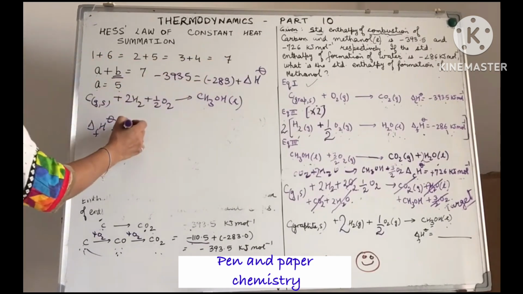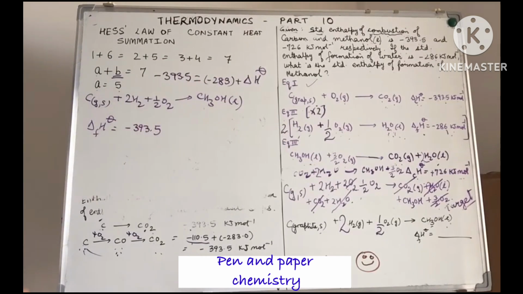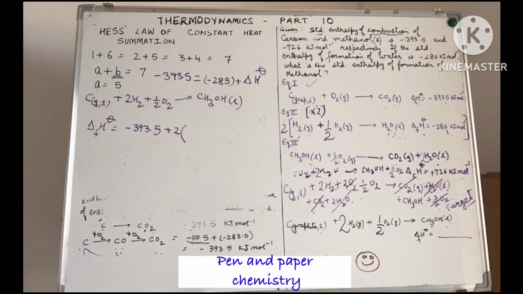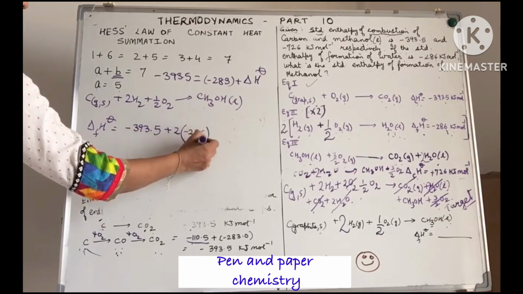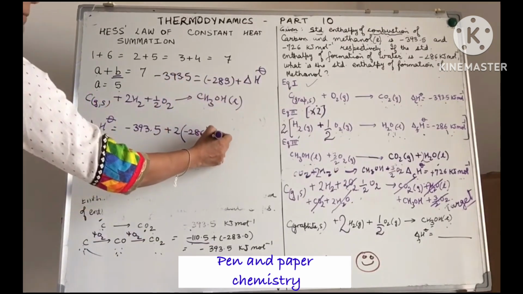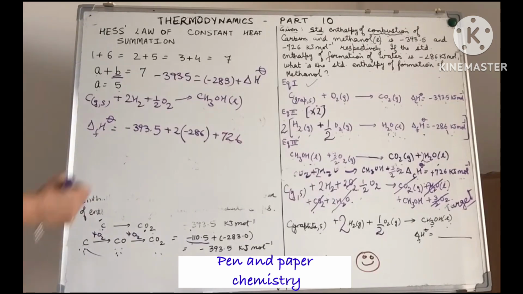You got the first value, negative 393.5. Correct. The second value we had multiplied by 2. So negative 286 multiplied by 2. You had reversed the third equation. So plus 726. When you calculate this entire value, you get the enthalpy of formation of methanol.